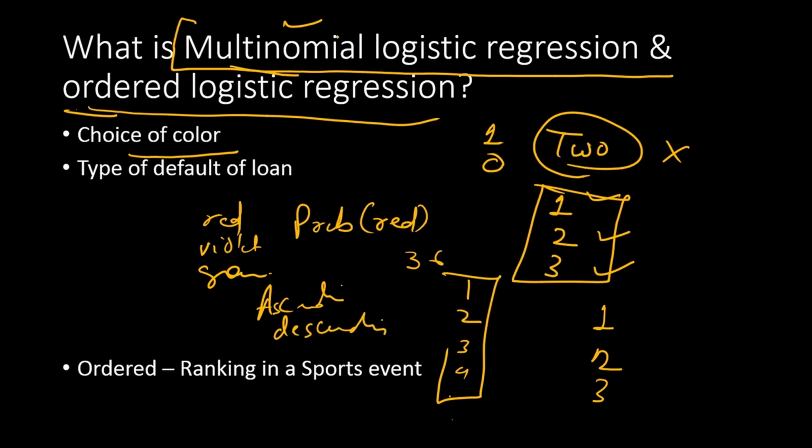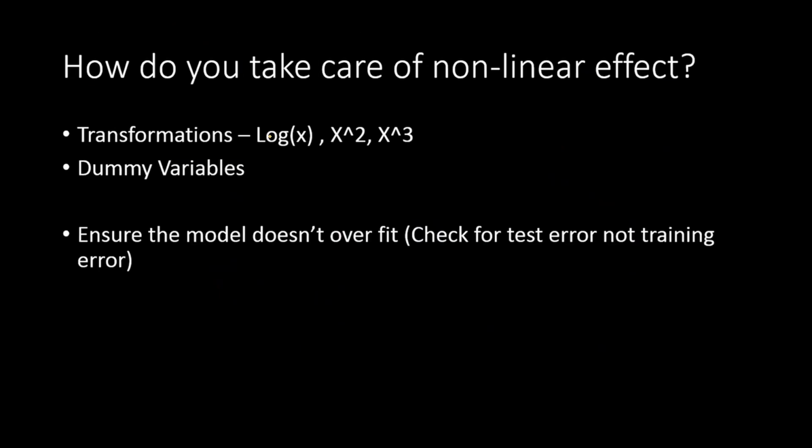Whereas in multinomial logistic regression cases, you cannot order. For example, in the case of choice of color, you cannot order, right? You cannot say red is greater than violet, or it's in between. You cannot order the choice of color. So that's multinomial logistic regression, and that's how they are different.